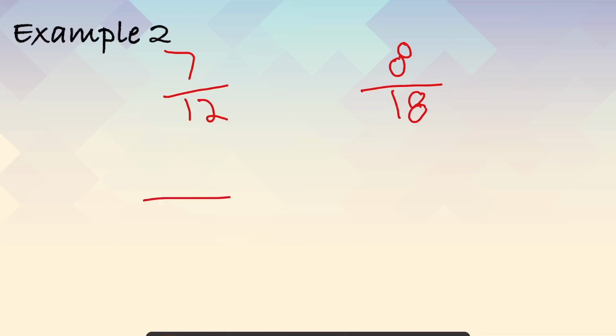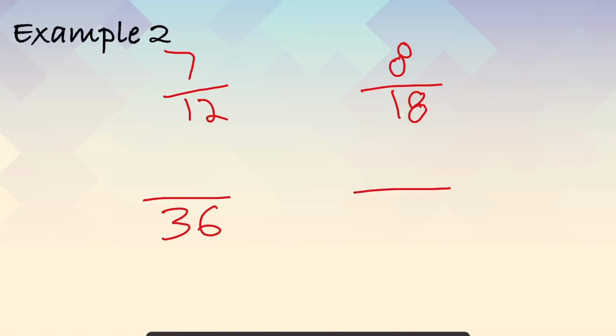All right, so 7 over 12 and 8 over 18 is what we have. We want to transform these fractions into other fractions that have a denominator of 36. Okay? And really, we're not changing the value of the fraction. We're just changing what it looks like.